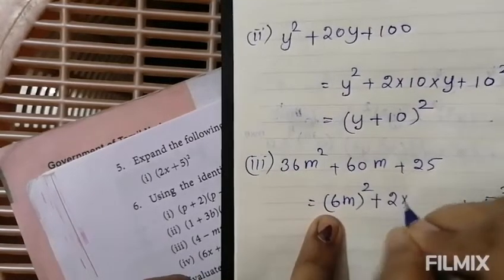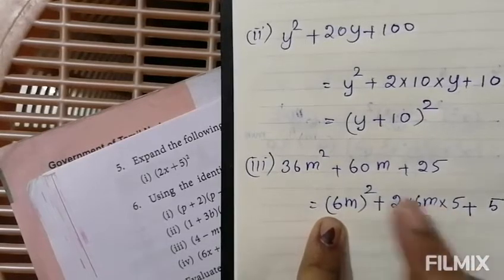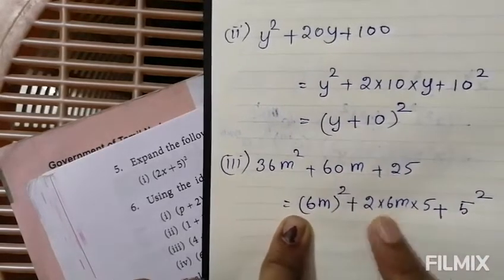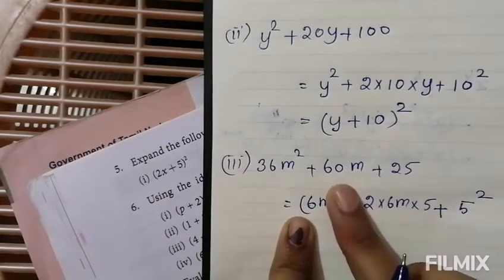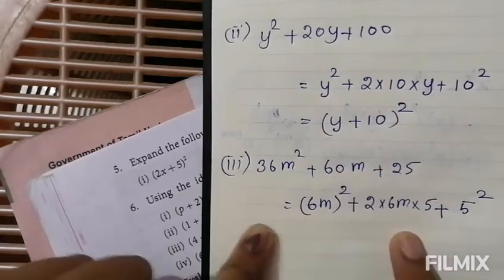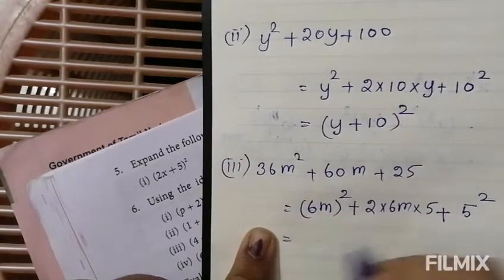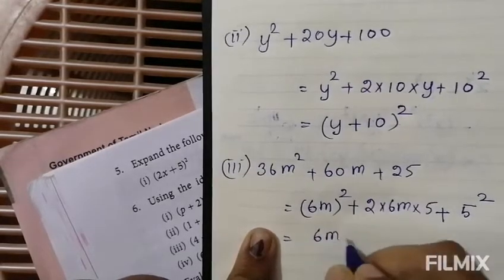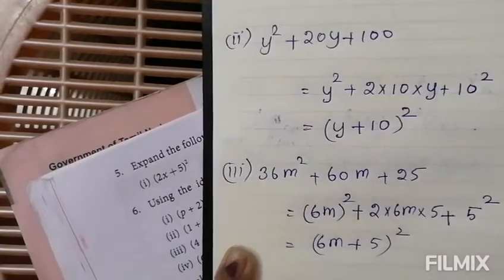So 2 into 6m into 5. Check this, multiply all this, we get 60m. You have to check. So 2 into 6 is 12. 12 5s are 60. 60 into m, 60m. So this is equal. It is of the form a square plus 2ab plus b square. So a is what? 6m. Plus b is 5. So (6m plus 5) the whole square.